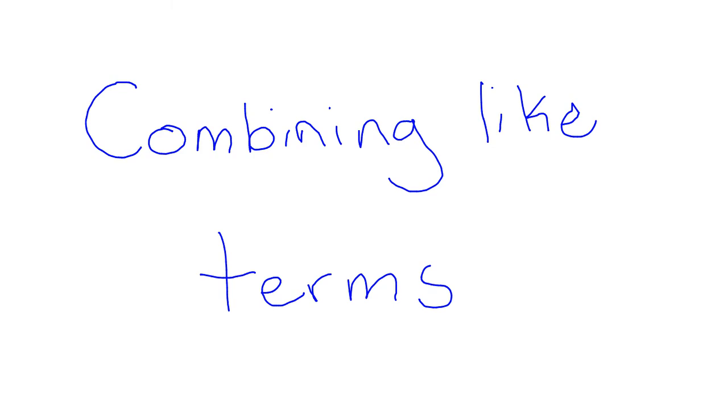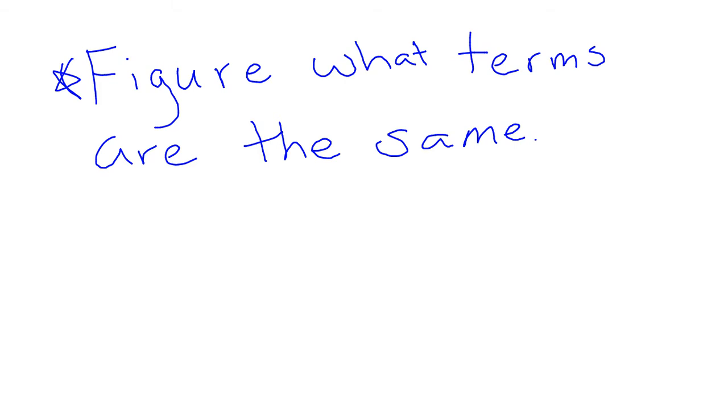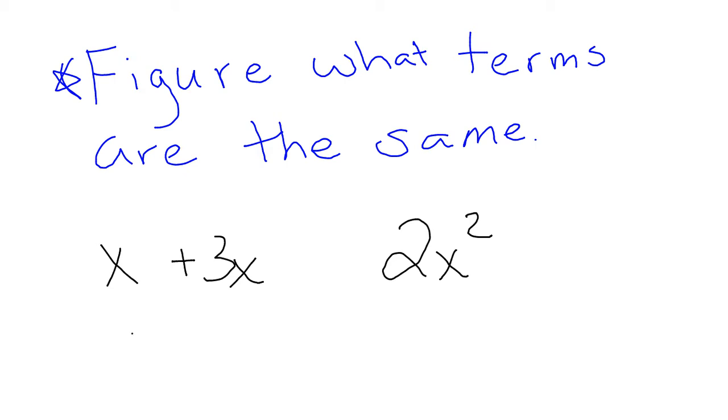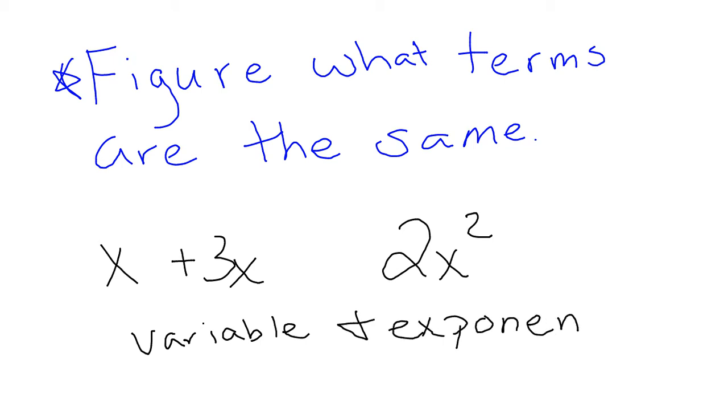This video is about combining like terms. The first thing you have to do is figure out what terms are the same. x would go with 3x. 2x squared would not go with the x term because both the variable and exponent have to be the same. If they are not the same, they cannot be combined.